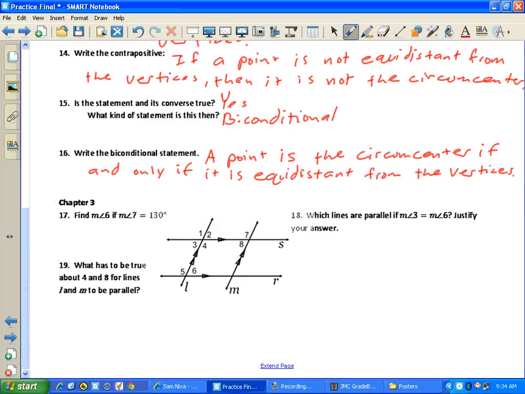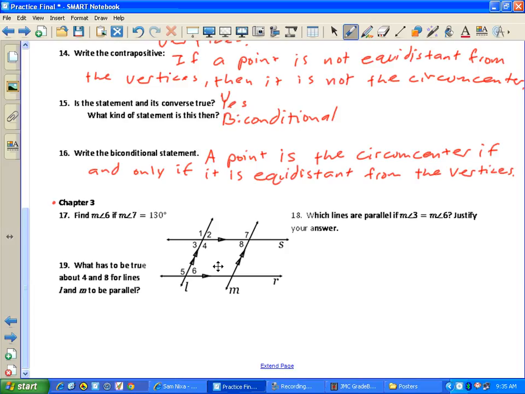All right, now we're beginning chapter 3, which has to do with parallel lines and the angles that they make when you have transversals. So I have two sets of parallel lines. R and S are parallel, denoted by these parallel symbols. L and M are also parallel with the different parallel symbols.